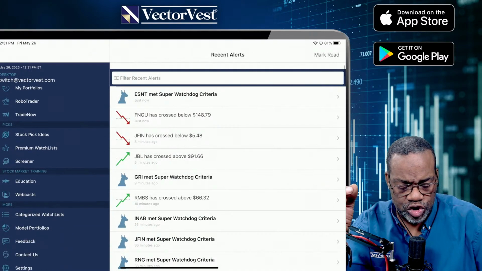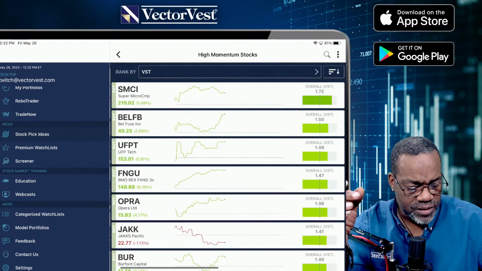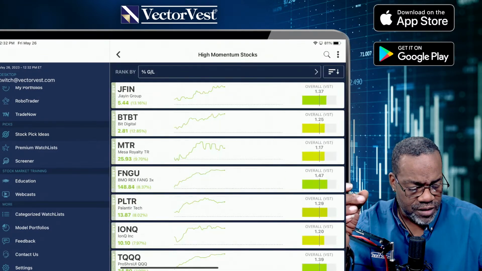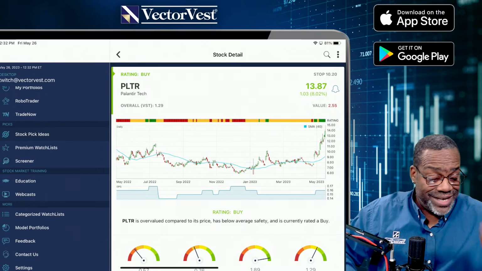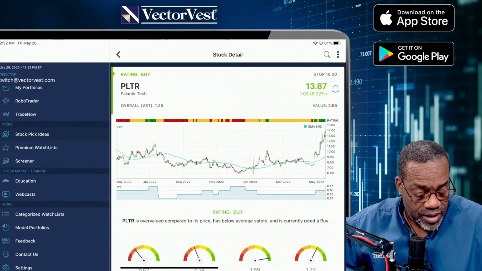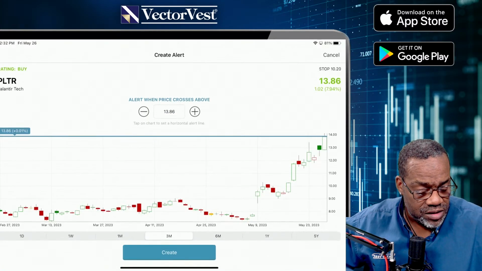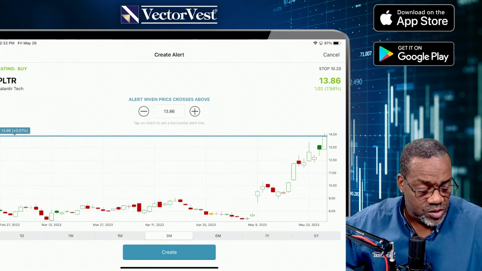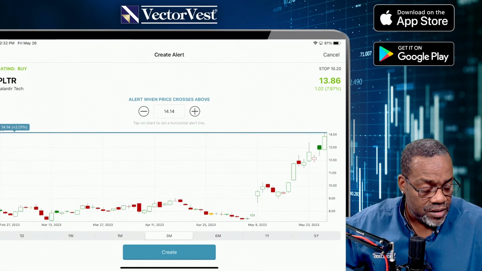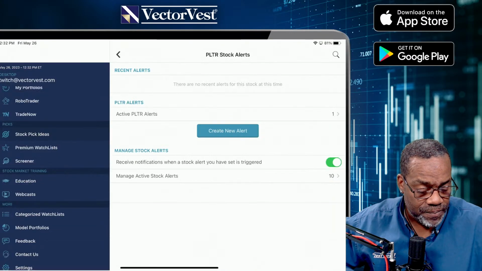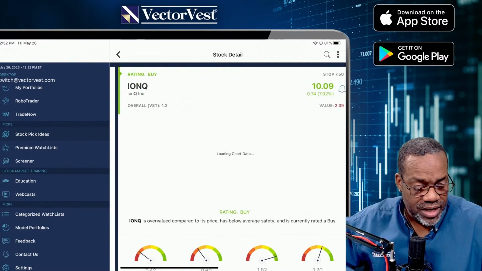Let's go back to stock pick ideas, back to high momentum, and sort again by percentage gain loss. Let's go to Palantir, another stock that we picked up today in our day trading room. This is more of a speculative play. Let's set up an alert on this. This stock over the last 3 months has been rocking and rolling. I'm going to set that up to the candle high, to the wick high. I'm going to create that. All right. There we go. That one is created as well.